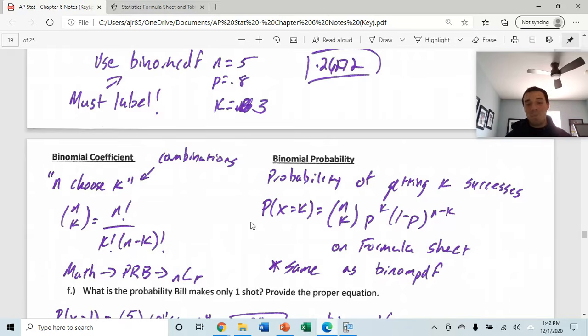It's not that important that you know or use this formula all that often, but keep in mind you might see a multiple choice question on the AP exam where they're asking you to apply that formula and say which of the following represents the given probability. So you do need to know this formula, and again, it is on the formula sheet. We'll go through several examples using this formula in class.